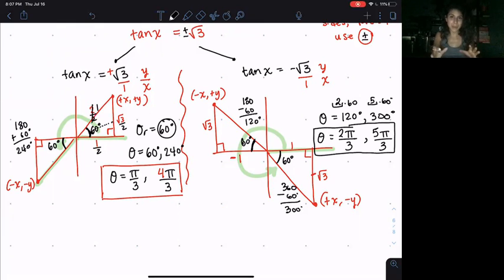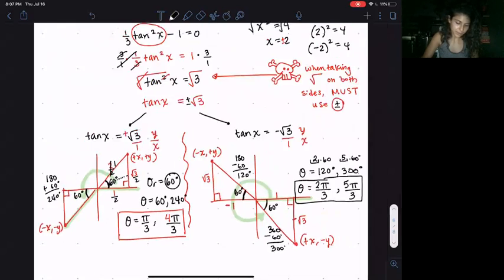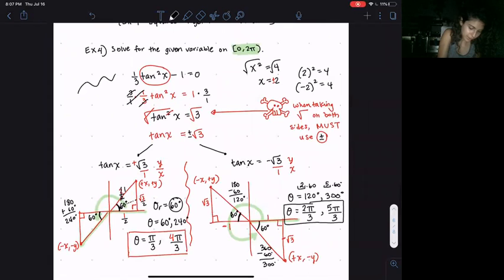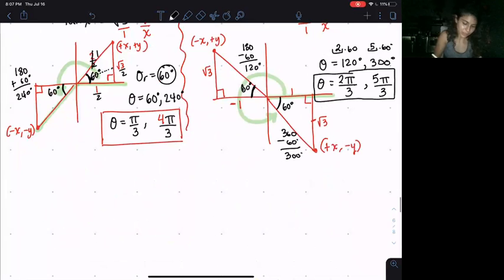Now, remember where we started. By the way, we're done here. But remember where we started was with this equation. Since we had a square, we were actually separated out into two distinct problems. So to answer the question once and for all, my answer with everything included is theta equals pi over 3, 4 pi over 3, 2 pi over 3, and also 5 pi over 3.